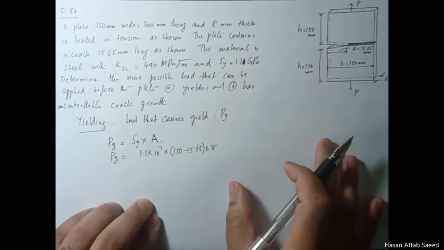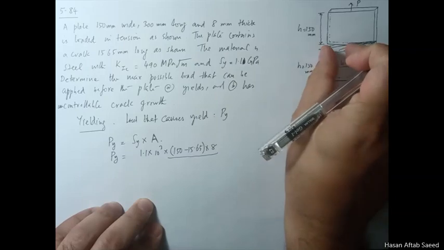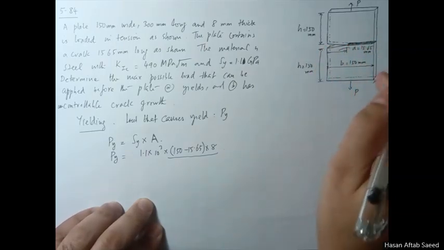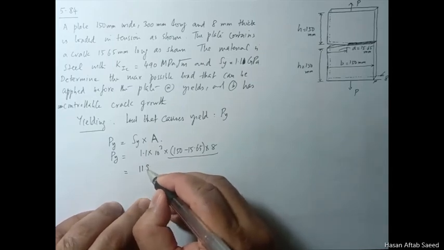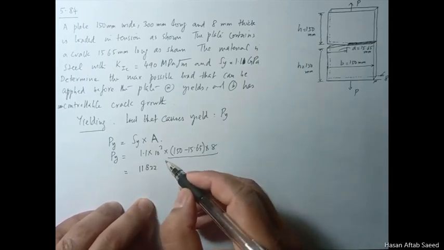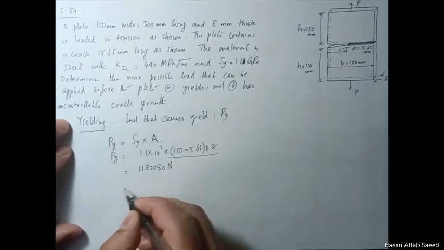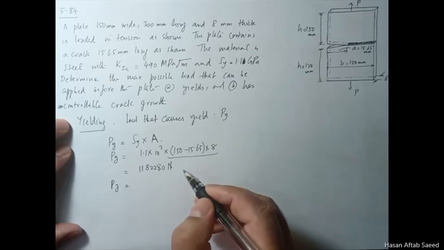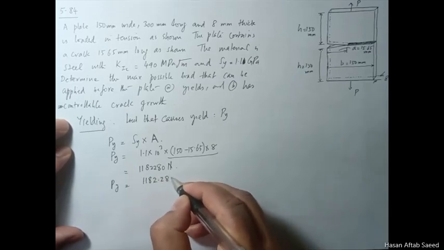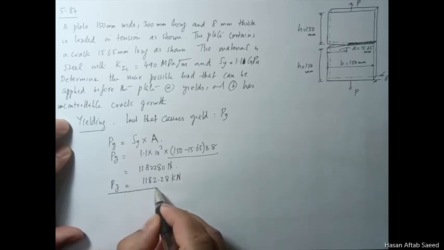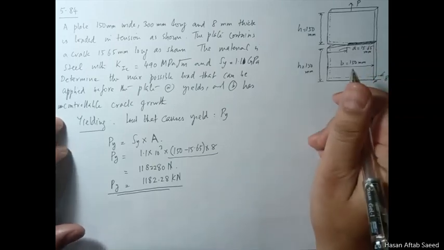This is the area. We're talking about 150 minus the crack length multiplied with the thickness. So this comes out to be 1182280 newtons, or in a more convenient form, this is the loading that will cause this whole section to yield.